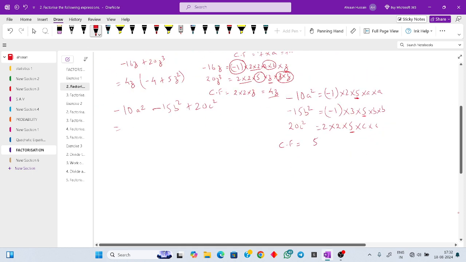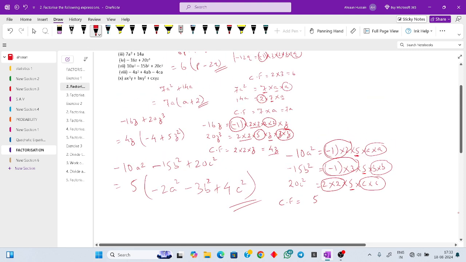Okay, so we'll write 5 in the beginning, and then whatever is left here: 2 multiplied -1 is left, so we'll write -2. Also a multiplied a is left, that is a square. Similarly, -1 multiplied 3 is left, so it is -3, and b multiplied b is left, that is b square. And here 2 multiplied 2 is left, that is 4, and c multiplied c is c square. Since there are no negative signs here, so write this positive. This is our answer.